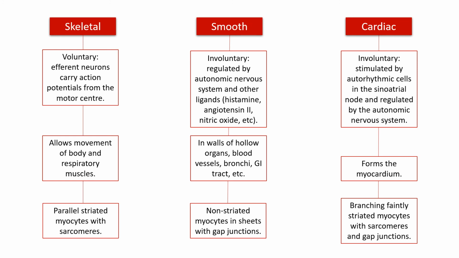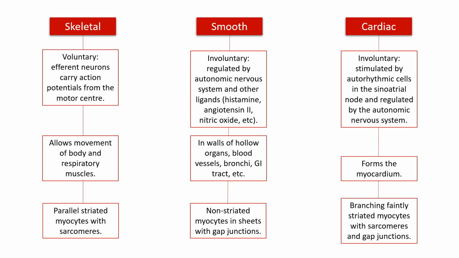Smooth muscle is non-striated, and the myocytes, in this case, form sheets. They form sheets, and between them they have gap junctions. Remember our specialist junctions? Here we've got gap junctions, those little channels between the myocytes that allow the flow of ions from myocyte to myocyte to myocyte to myocyte very, very quickly. And this means they can contract all at one time.